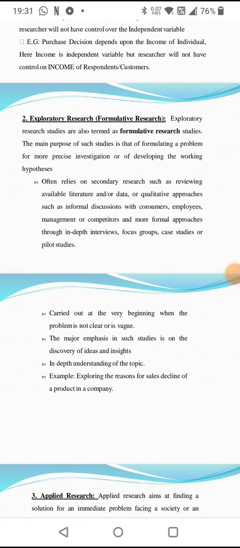Next, coming to exploratory research. Exploratory research studies are also termed formulative because the main purpose of such studies is that of formulating a problem for more precise investigation or of developing the working hypothesis. It often relies on secondary research such as reviewing available literature and or data, or qualitative approaches such as informal discussions with consumers, employees, management or competitors, and more formal approaches through in-depth interviews, focus groups, case studies or pilot studies.